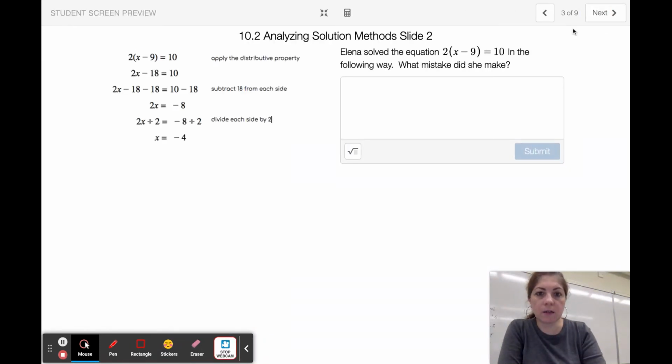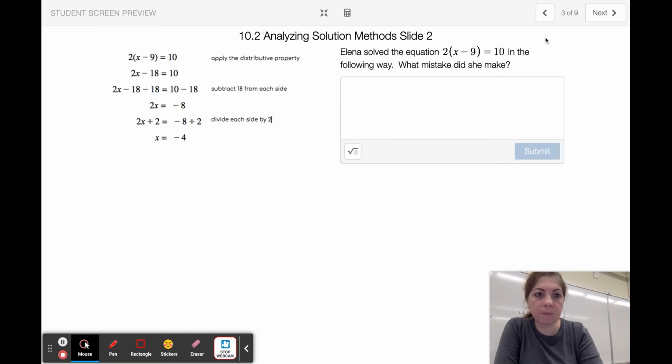This one also is Elena's work, and she also has a mistake here. So she distributed, she got 2x minus 18 equals 10, so she did that correctly. And then she is doing subtract 18 on both sides. So if you have 2x minus 18 and we want to get rid of the minus 18, we are supposed to add 18 to both sides. So the mistake is happening in line 3. So you want to fix it, add 18 to both sides, and that's how you're going to fix the rest of it.